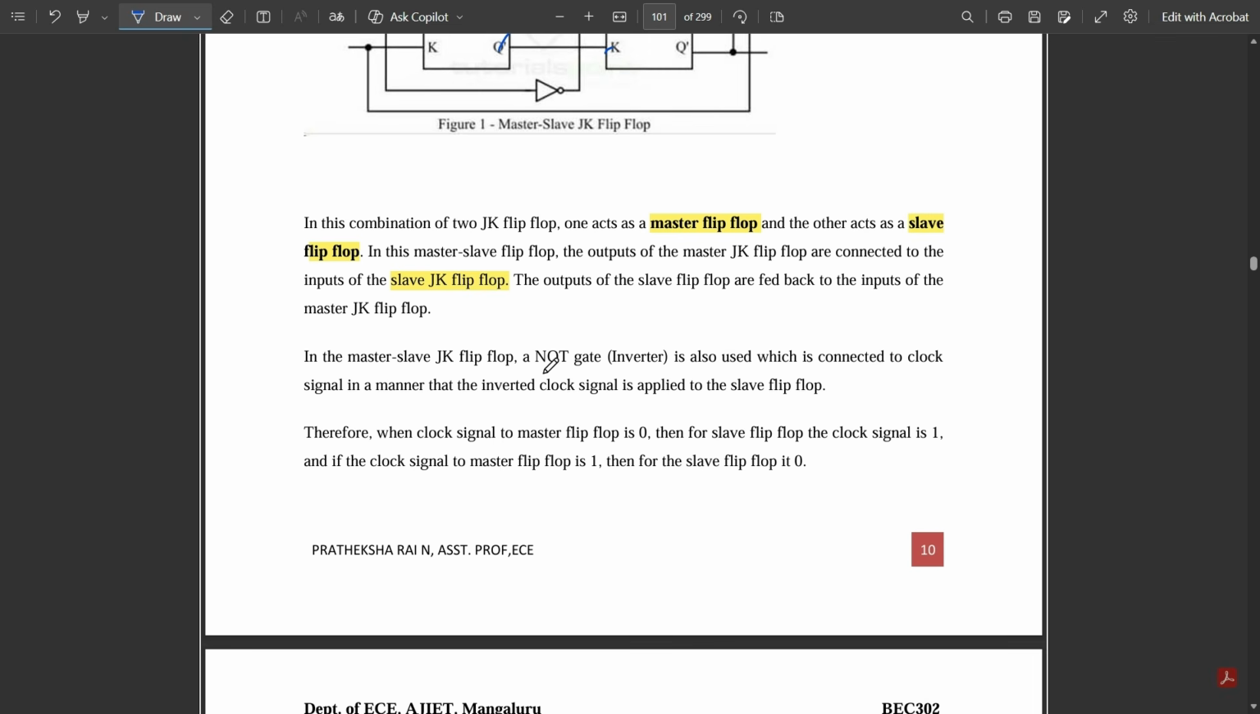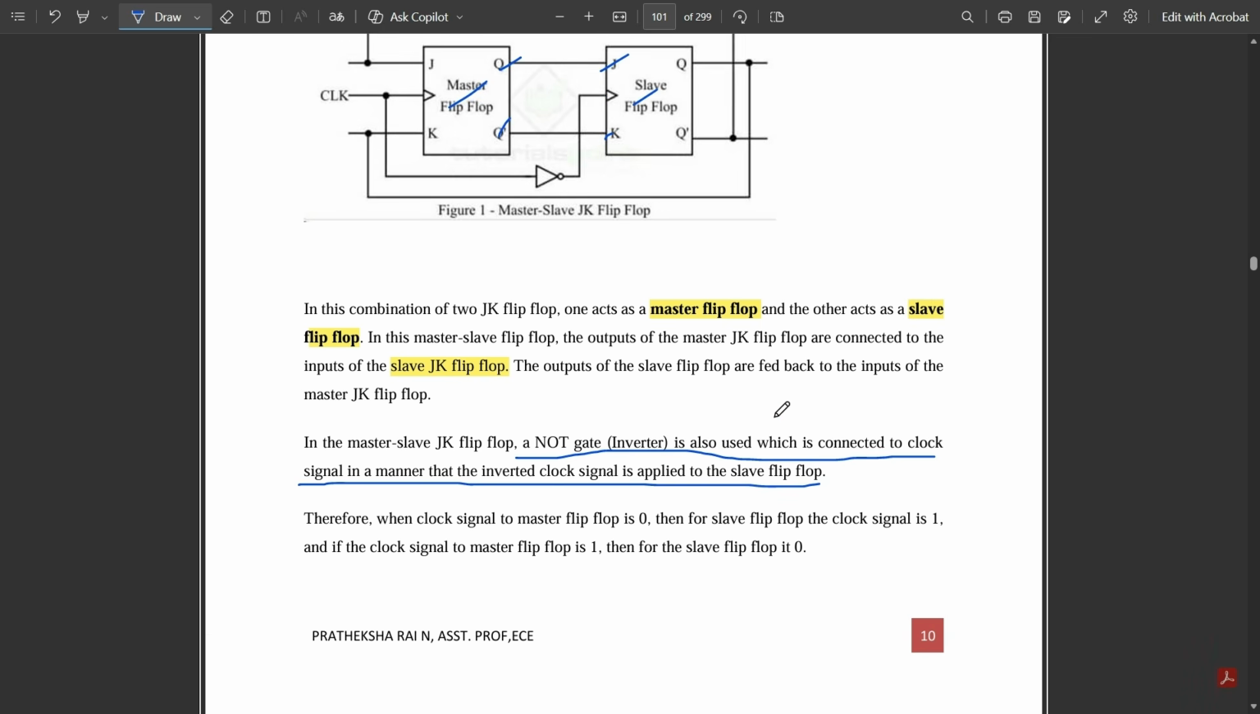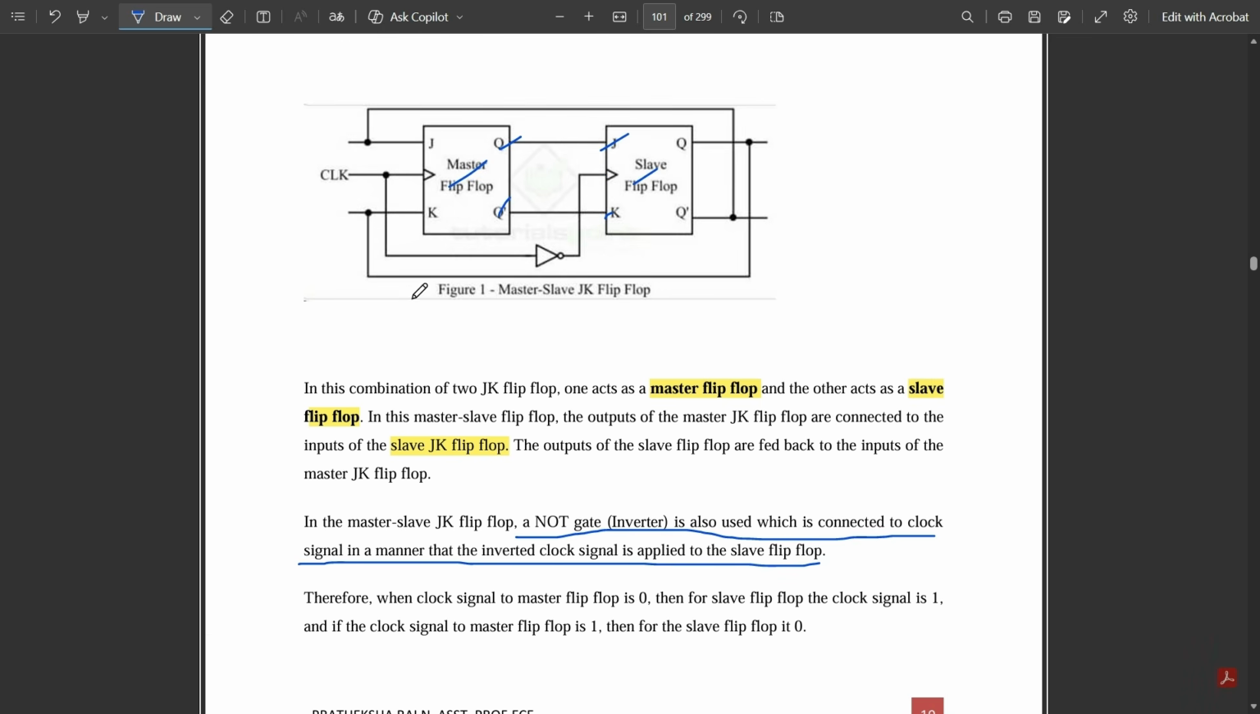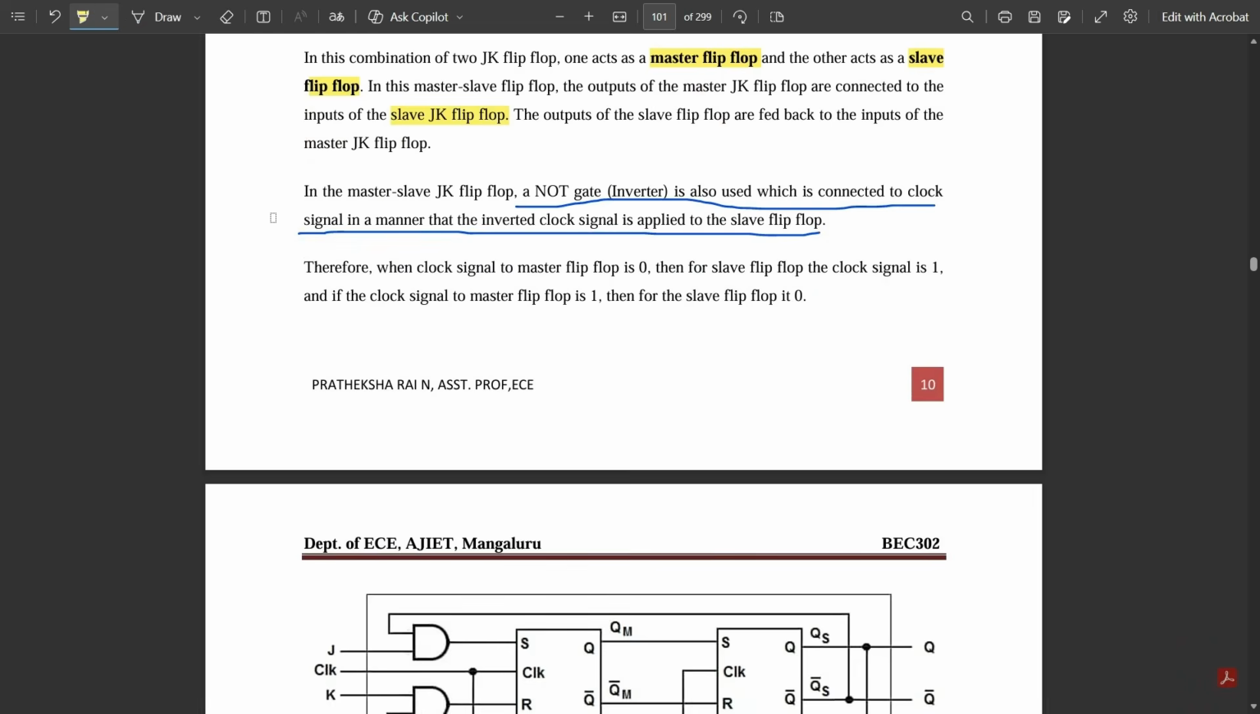In the master slave JK flip flop, a NOT gate inverter is also used, connected to the clock signal in such a manner that the inverted clock signal is applied to the slave flip flop. Because for continuous pulses, that is high and low, we need to apply an inverter. So in order to get inverted clock pulses, we attach an inverter between these two flip flops. Therefore, when the clock signal to the master flip flop is 0, the clock signal for the slave flip flop would be 1, or vice versa.